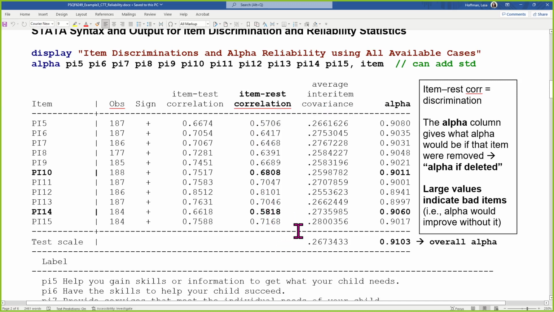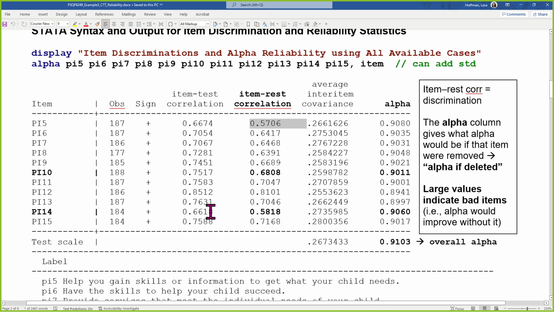You see anything that gives you pause? Nothing terrible, nothing negative. Everything's probably significant. I don't care about p-values right now. I'm just looking at effect size. But this one's the lowest, it looks like.